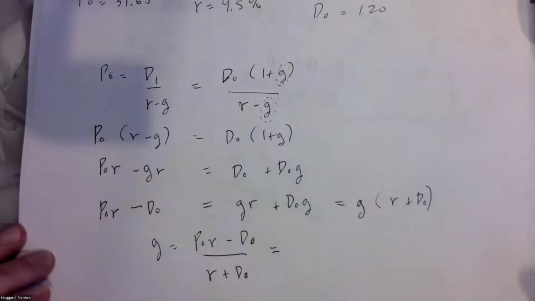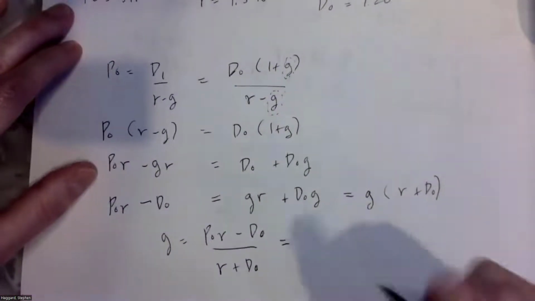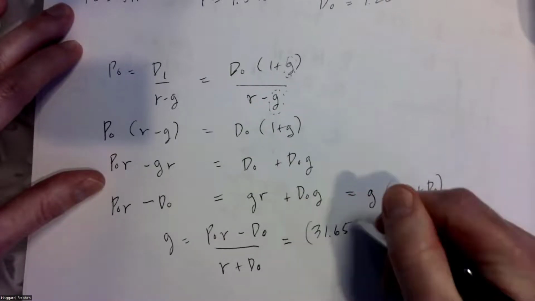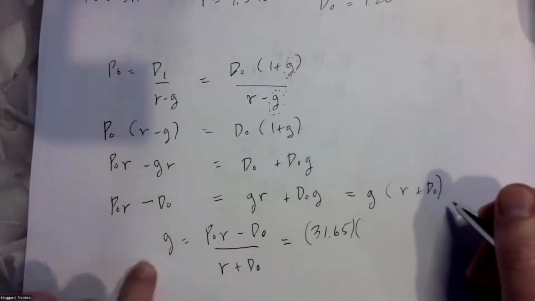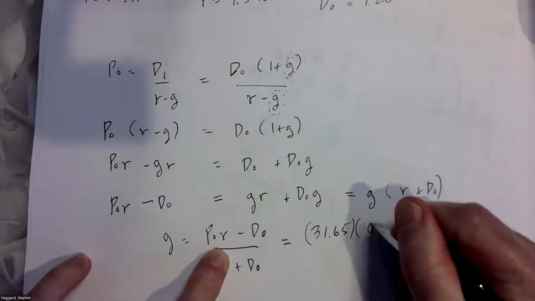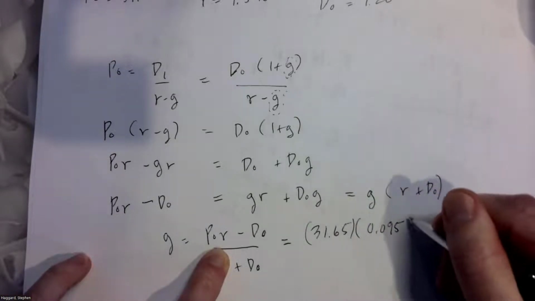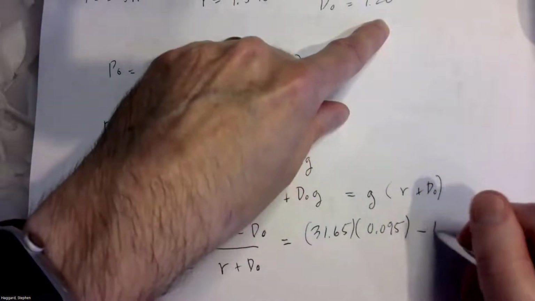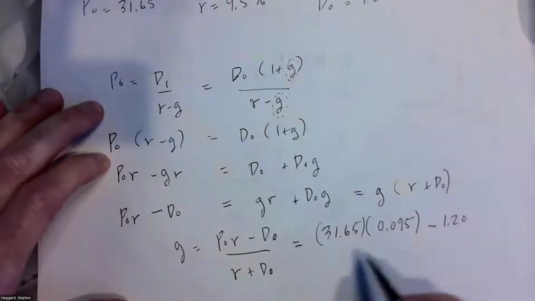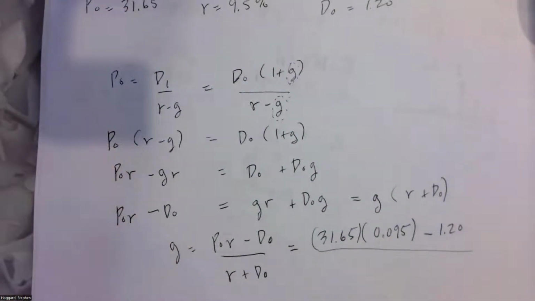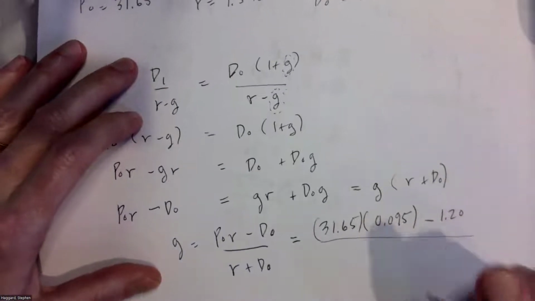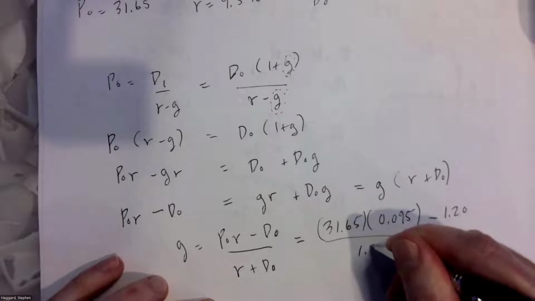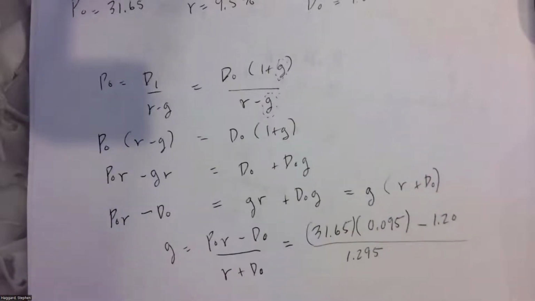Okay, now let's go ahead and throw the numbers in there. P0R is 31.65. We're going to multiply that by R, which is 0.095. Always remember to use the decimal, not the percentage. Minus D sub 0, which is $1.20. Divide by R plus D0. That's looking weird. Let's see if it works out. 1.295.